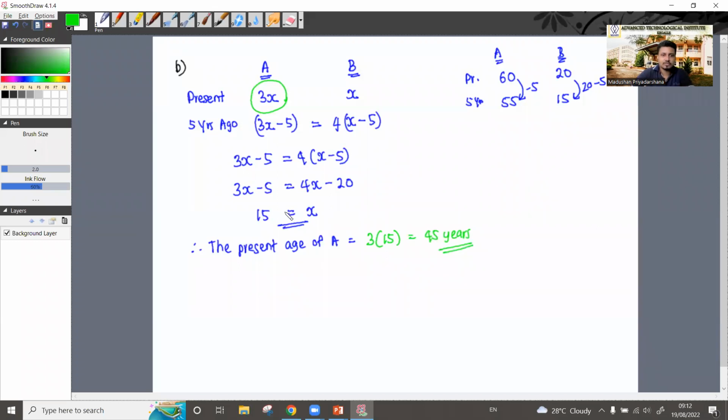In the exam, if you have stopped from this point, then you are not going to get the full marks, right?